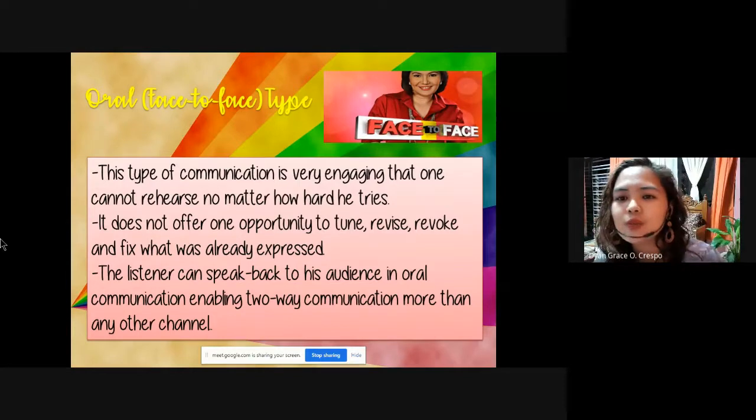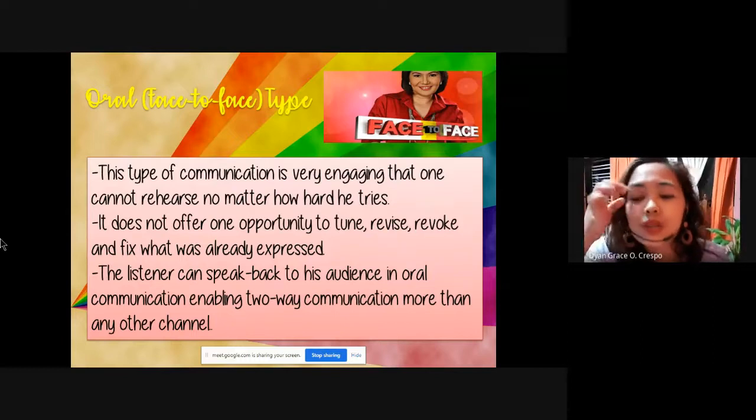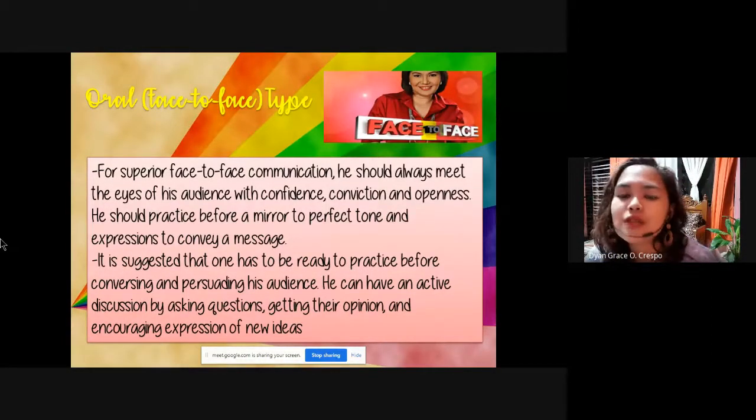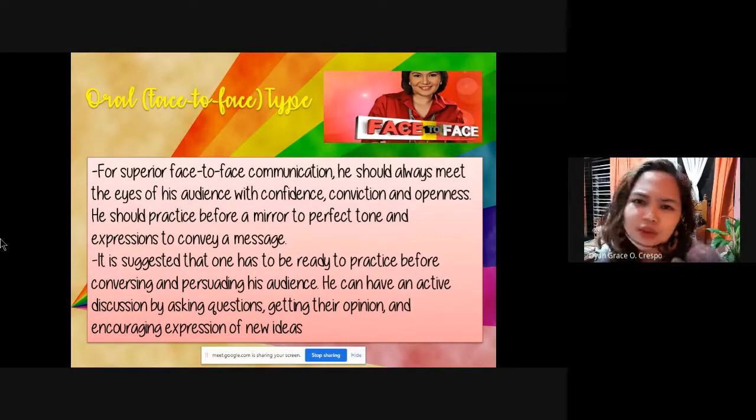The listener can speak back to its audience in oral communication, so enabling a two-way communication, which is, of course, what we want. So, for superior face-to-face communication, a person would always meet the eyes of his audience and practice in the mirror. Actually, this is very helpful. I've been doing this before nung may laban pa ako for storytelling. So, kinakausap ko yung sarili ko, ganun. Like that.